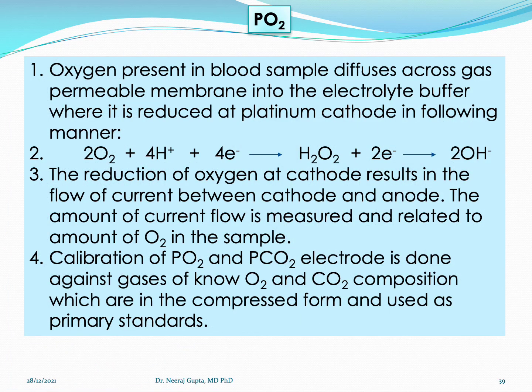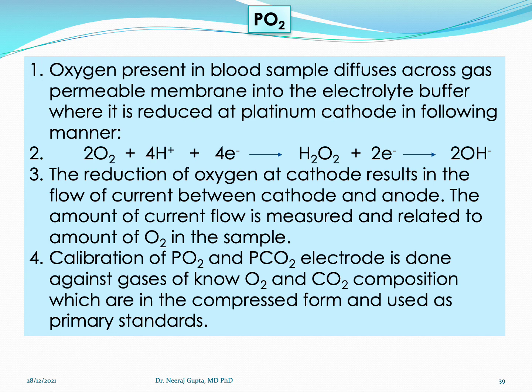Now oxygen present in the blood sample diffuses across the gas permeable membrane into the electrolyte buffer, where it is reduced at the platinum cathode in the following manner. You can see this reaction. Now the reduction of oxygen at the cathode results in the flow of current between cathode and anode. The amount of current flow is measured and related to the amount of oxygen in the sample.